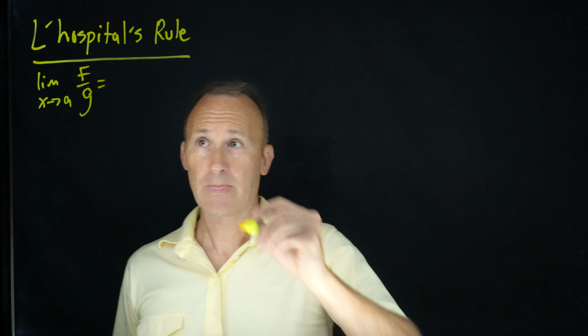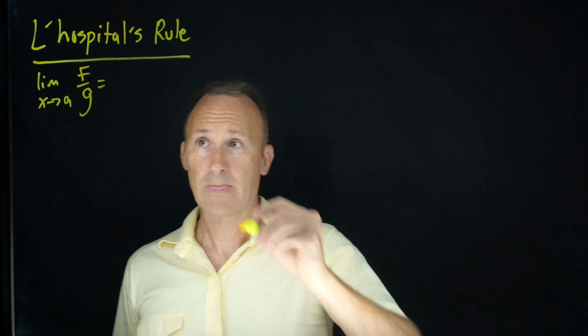then what L'Hôpital's rule tells you is that this is the same as taking the derivatives of the numerator and the denominator. Limit as x approaches a of f prime over g prime. Beautiful, powerful, not the quotient rule. The quotient rule would be like taking the whole derivative, numerator and denominator. And we had a famous example of this.